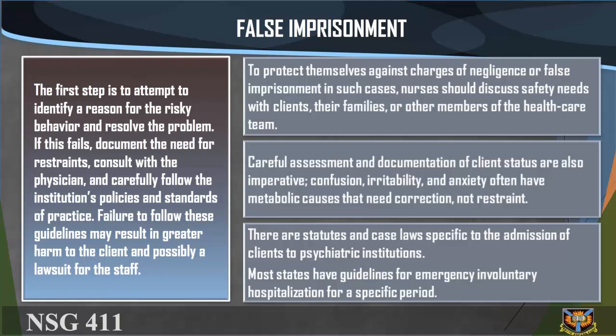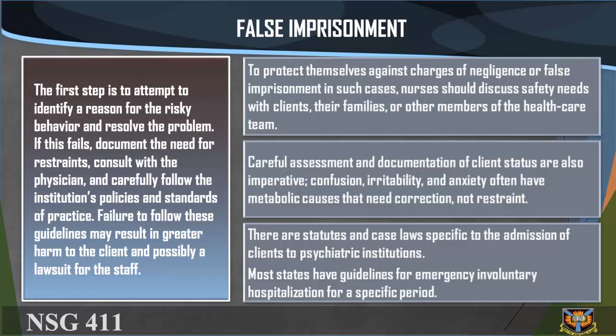of practice. Failure to follow these guidelines may result in greater harm to the client and possibly a lawsuit for the staff. To protect themselves against charges of negligence or false imprisonment in such cases, nurses should discuss safety needs with clients, their families, or other members of the healthcare team. Careful assessment and documentation of client status are also imperative. Confusion, irritability, and anxiety often have metabolic causes that need correction, not restraint.